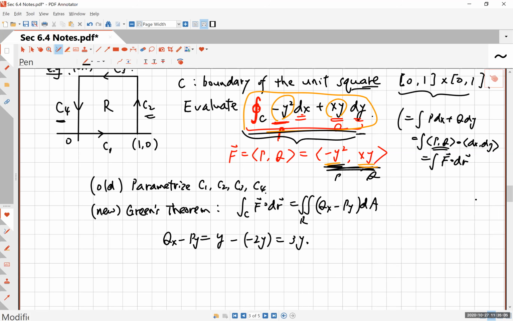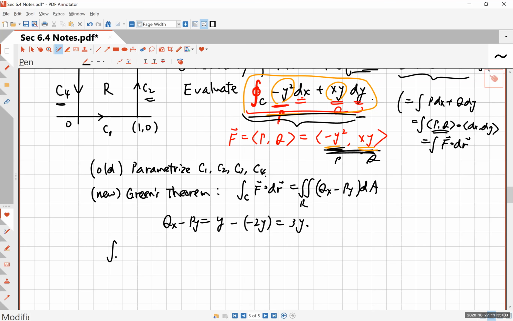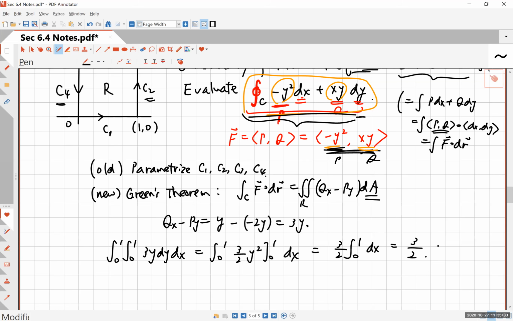Let's go ahead and integrate. How do you integrate over this region R? It's 0 to 1, 0 to 1. That's really nice, right? And the dA is simply dy dx, or dx dy. It doesn't matter in this case. And so this is 3 over 2 y squared. So this is 3 over 2, the integral from 0 to 1 of dx, and that's just 3 over 2. So it is much simpler than parameterizing each of the four edges and then evaluating the line integral over each of the four edges.